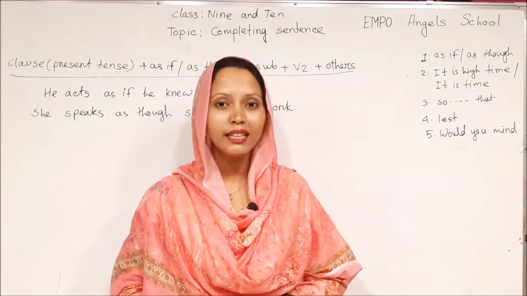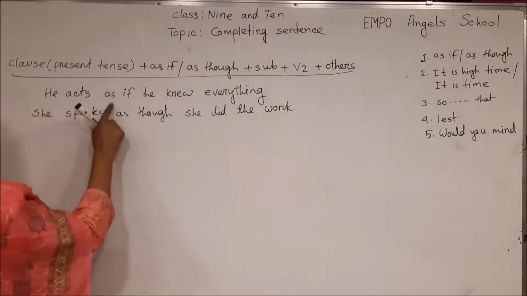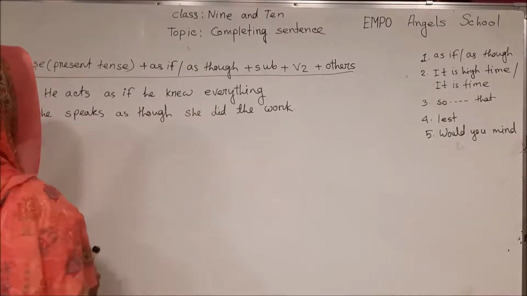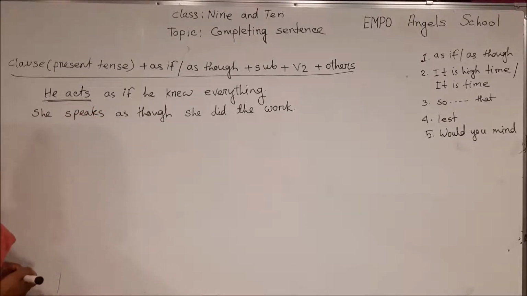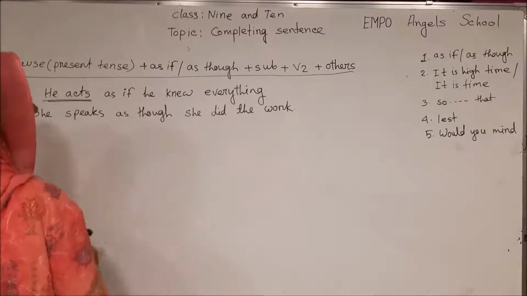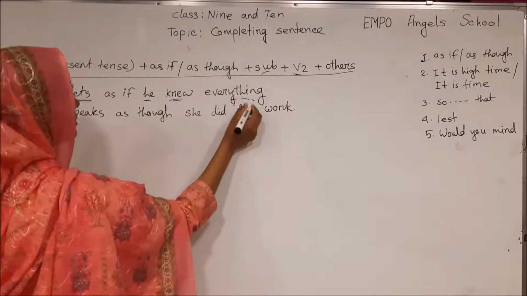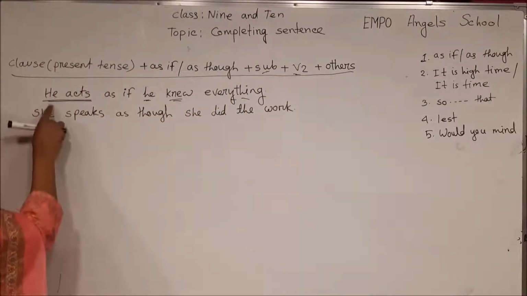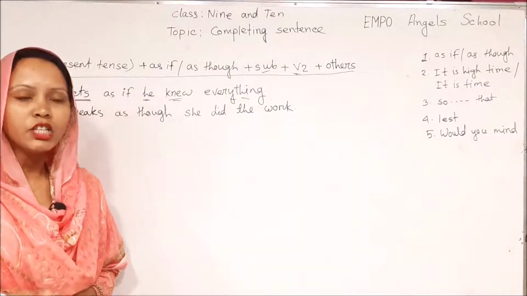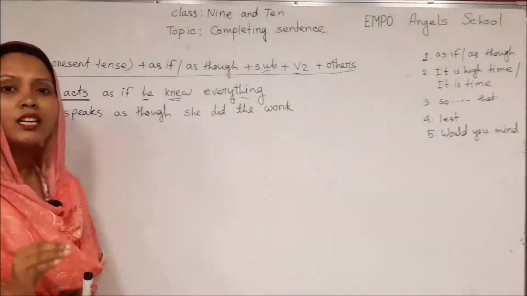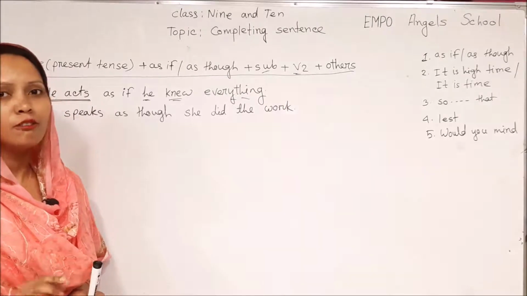That is not real. Suppose, have a look on the board, students. He acts as if he knew everything. Dear students, here he acts, the clause is in present tense, and after as if, I have taken subject he, verb 2, knew, and everything. Here, dear students, he acts. That means his approach or his expression is that he knows everything. But the real thing is that he may not know this.